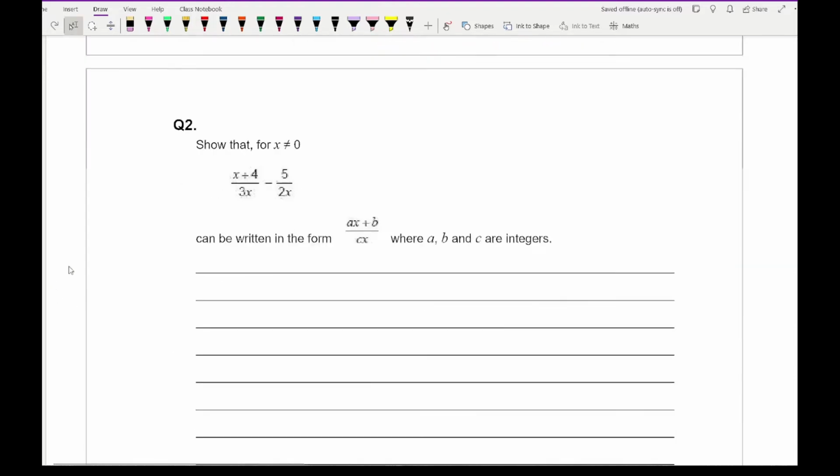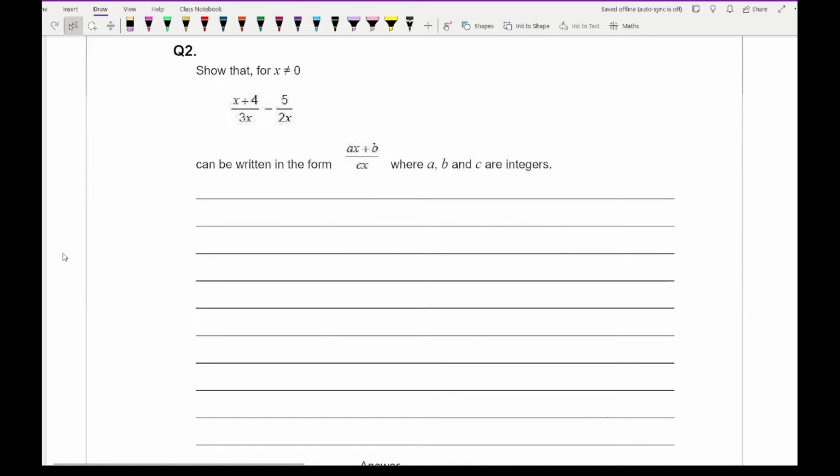Then moving on to question 2, it says show that for when x is not equal to 0. Now the reason why they write this is because obviously we've got x in the denominator and you can't divide by 0. So it's just emphasizing that x can't equal 0. And what we want to do is we want to rewrite and combine these two fractions into one single fraction.